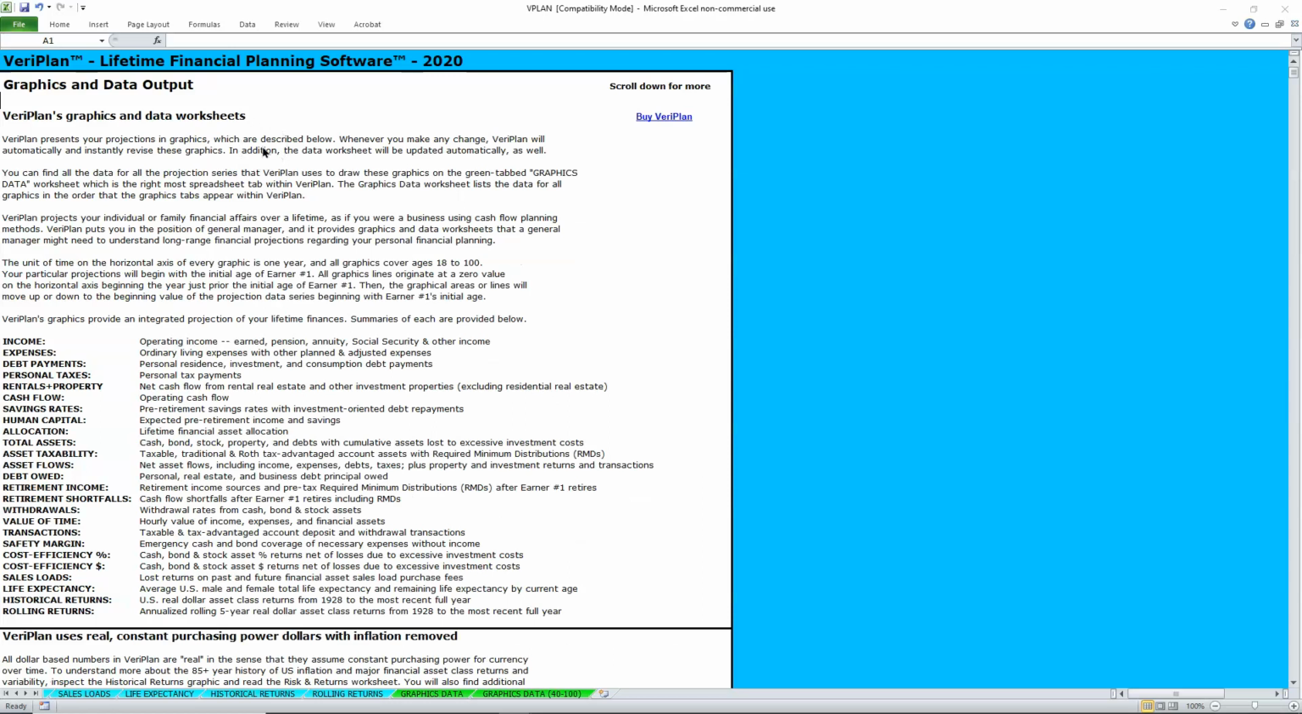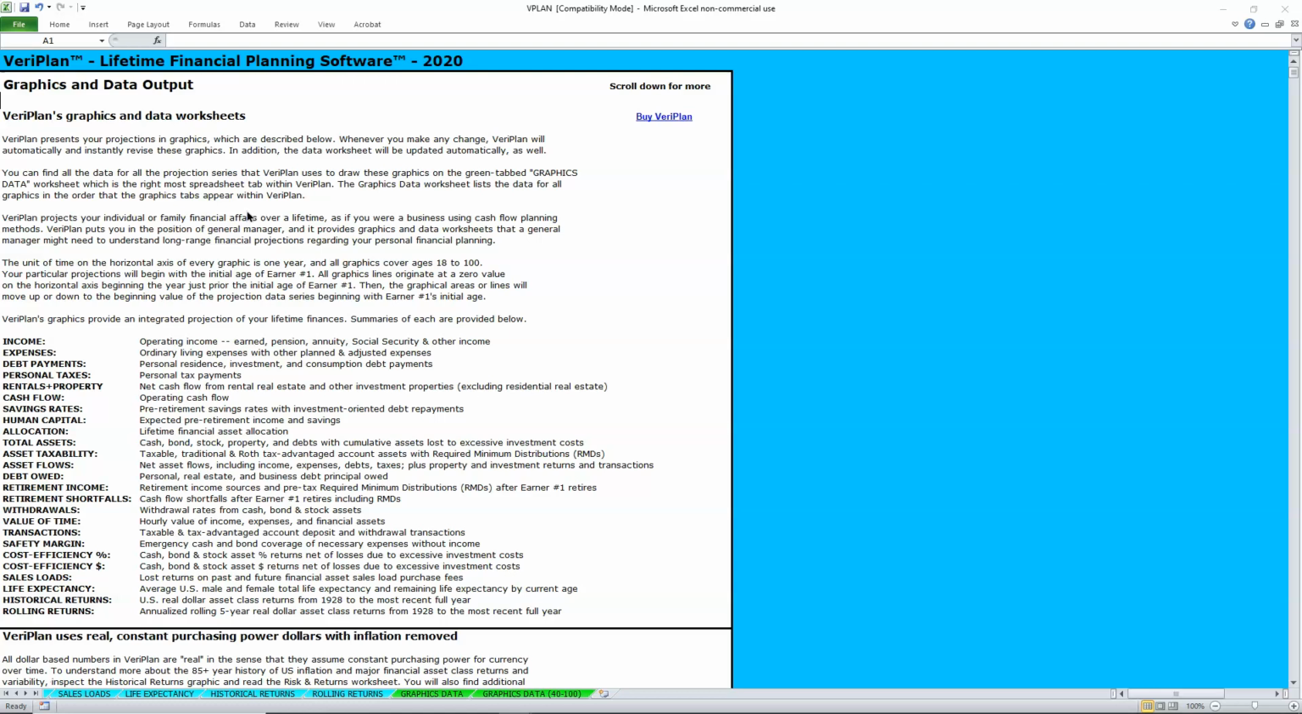This blue-tabbed graphics and data spreadsheet provides an overview of VeriPlan's output graphics and data. VeriPlan's roughly 24 blue-tabbed graphics are listed here with these bold titles. Further down on this worksheet, each of these graphics has a section that explains them in detail. These graphics are the visual lifetime projection output that VeriPlan automatically generates for your analysis. When you make any changes to VeriPlan on the yellow-tabbed input worksheets, VeriPlan will instantly update all affected graphics.